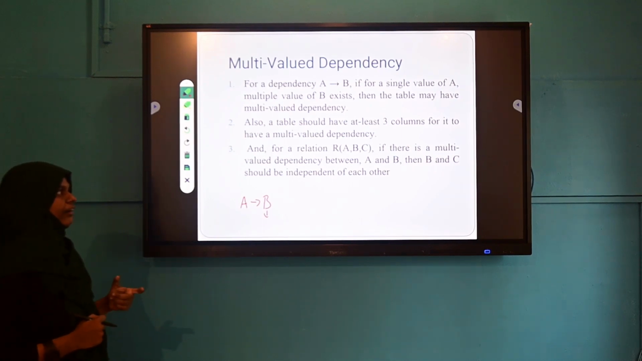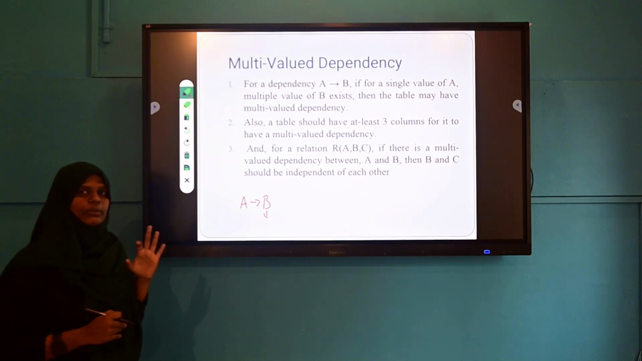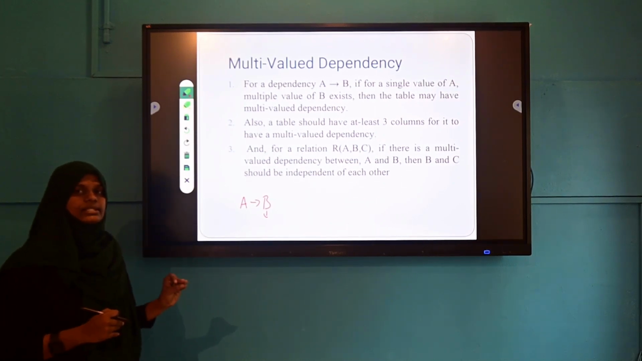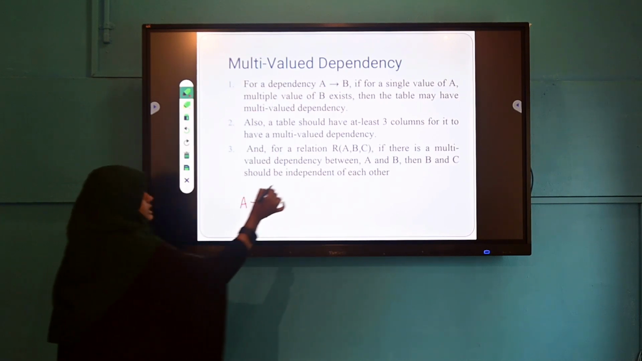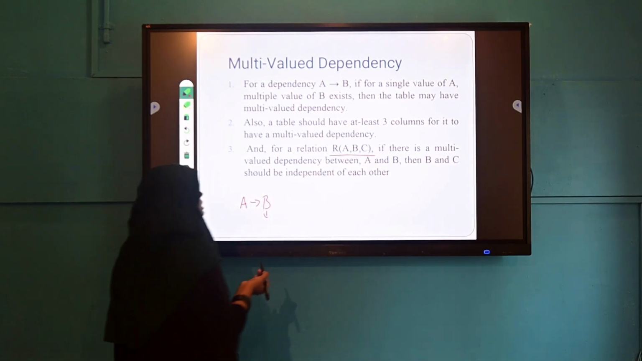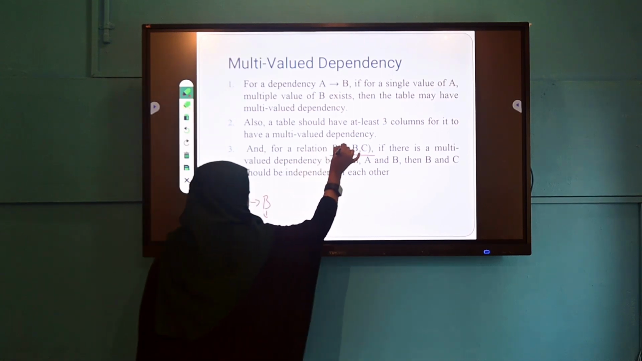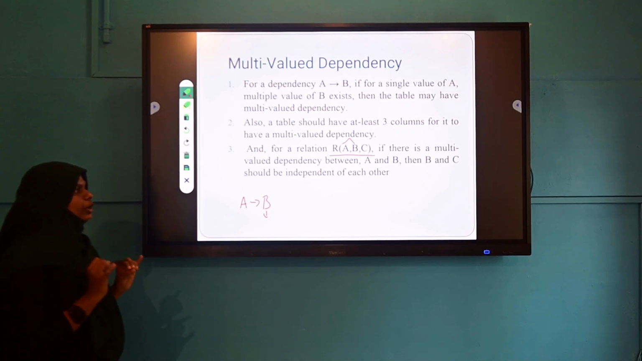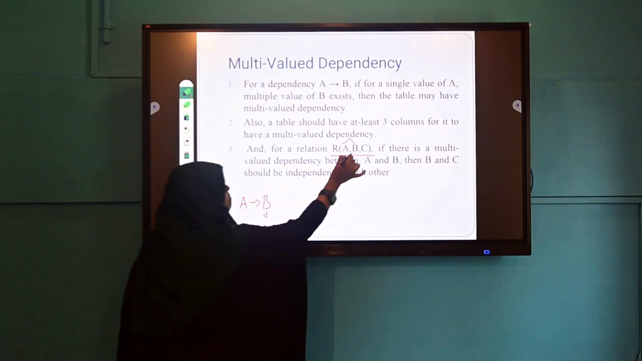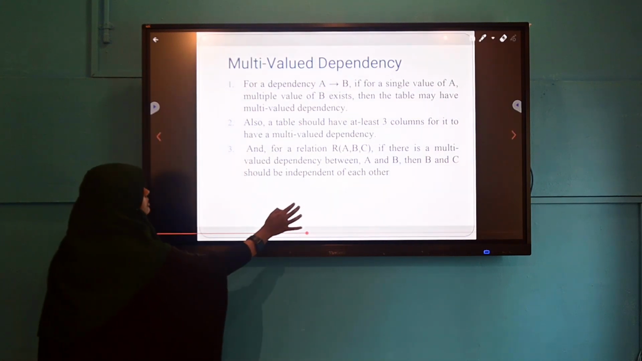A table should have at least 3 columns for it to have a multi-value dependency. For a multi-value dependency, there should be at least 3 columns. And for a relation R of ABC, if there exists a multi-value dependency between A and B, then there will not be any relation between B and C. It's a rule. We can consider an example.